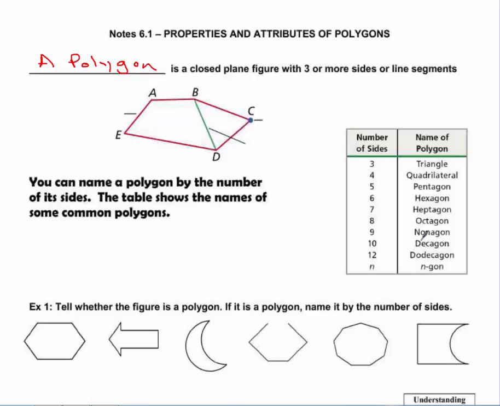It just means, just remember, it has to be closed like this. It has points, which are called the vertex. It has sides or line segments over here, which are called the sides. And it also has these line segments that go from one vertex across to another vertex, and those are called diagonals.